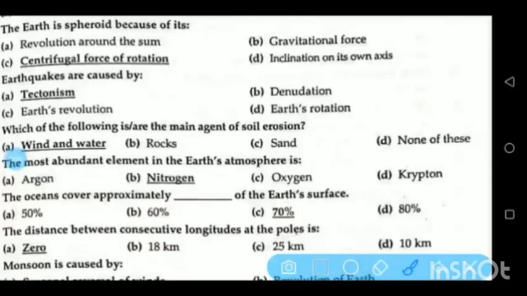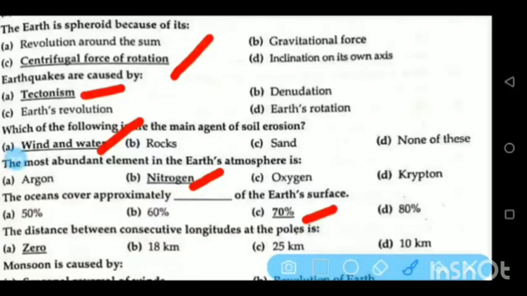The Earth is spheroid because of its centrifugal force of rotation. Earthquakes are caused by tectonism. Which of the following is or are the main agent of soil erosion? Wind and water. The most abundant element in the Earth's atmosphere is nitrogen. The oceans cover approximately 70% of the Earth's surface.